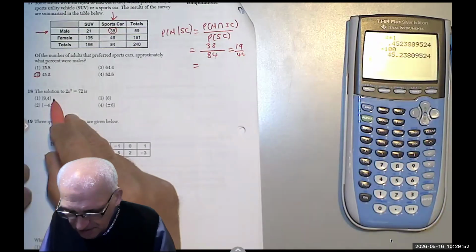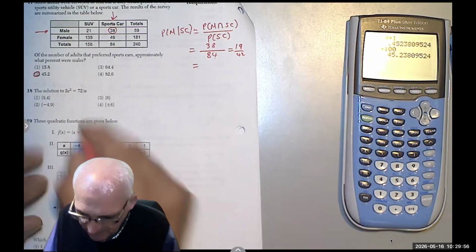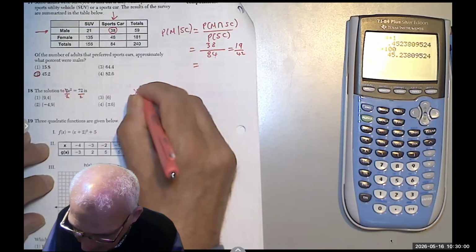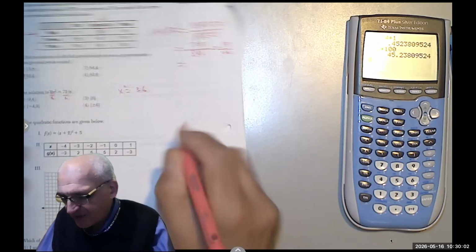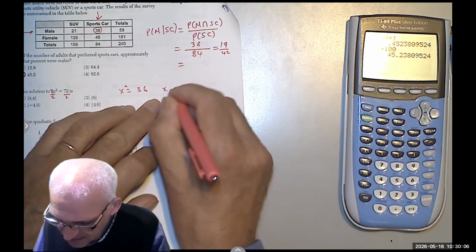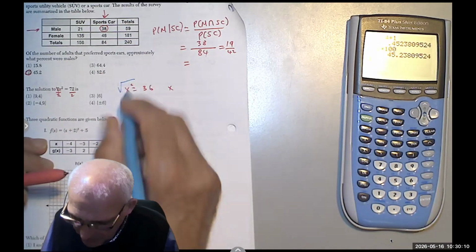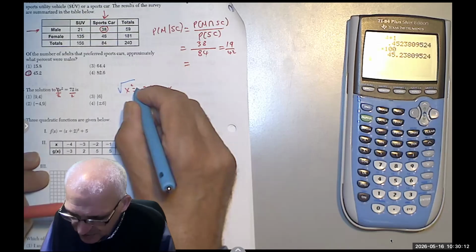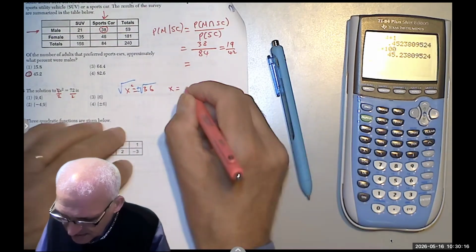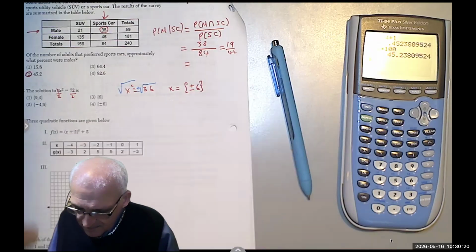The solution to 2x squared equals 72 is, of course, if I divide both sides by 2, I get x squared equals 36. Common mistake, x equals 6. No. You take the square root of both sides, but when you take the square root, you know the square has 2 answers, so it must be plus or minus. So you get x equals plus or minus 6, which is 4.